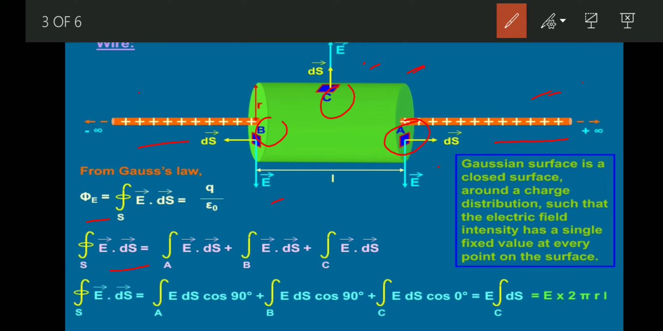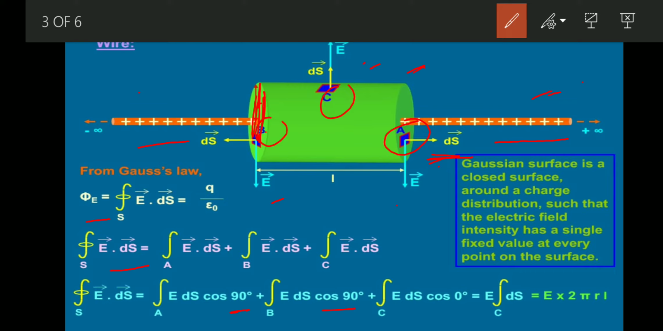E dot ds for A will be equal to E ds cos 90. Look here at this figure A. E is perpendicularly outward, and for ds you have to give the direction perpendicularly outward, that is the area vector, and hence the angle between E and ds is 90 degrees. Similarly for B also, E is perpendicularly outward for this wire, and the direction of the surface area ds is also taken perpendicularly outward, and hence the angle is 90. Therefore, we will have cos 90 over here.